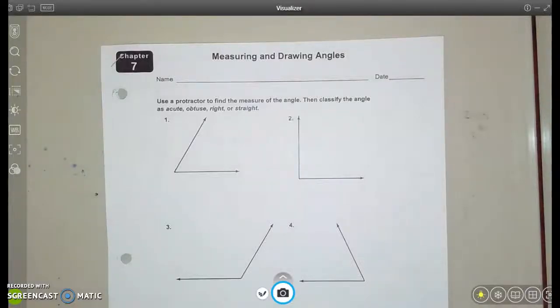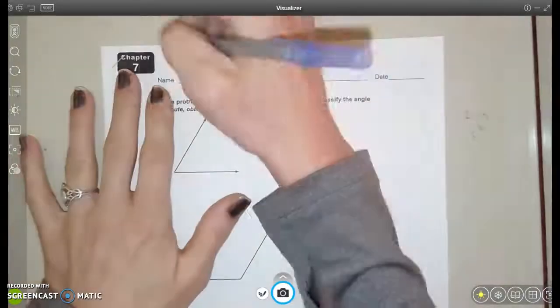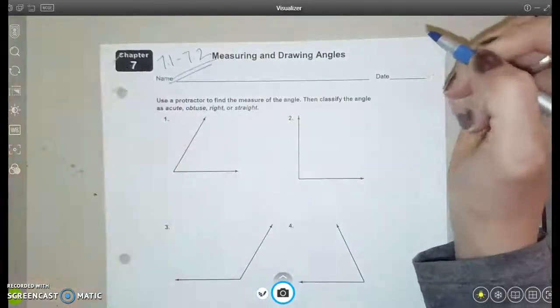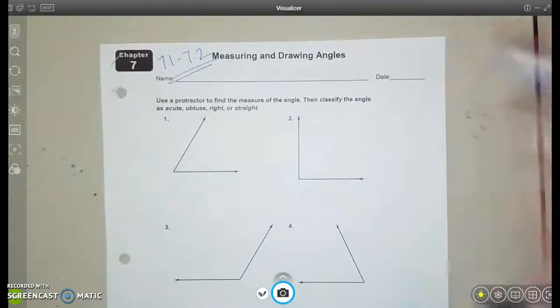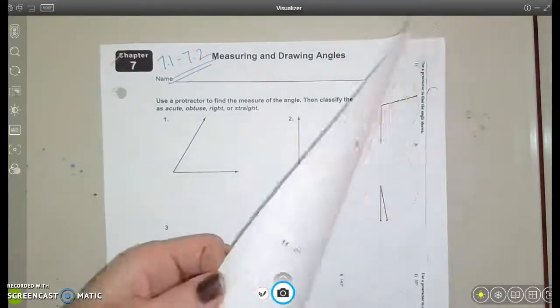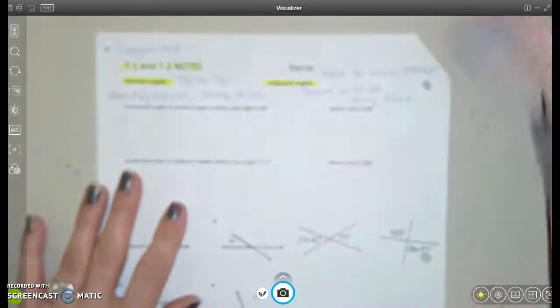Okay, we're going to be looking at this packet today. We're calling this the 7.1 and 7.2 packet. We picked it up after the test. I want to flip, and we're going to do most of our work today together on page 4. So if you turn to page 4 with me, we should be looking at this page.